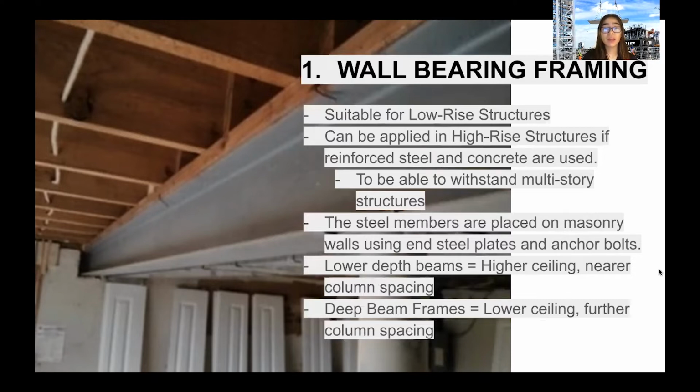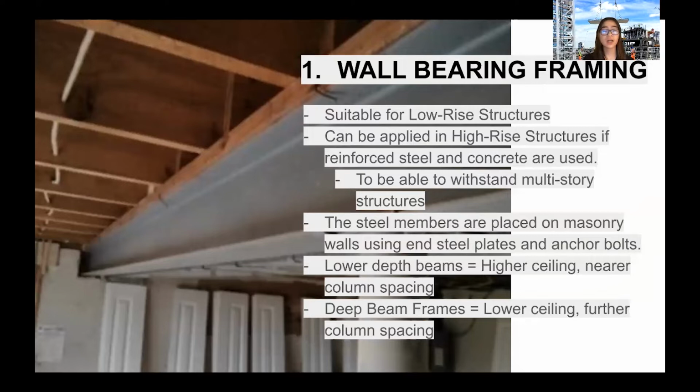Wall bearing framing is more suitable for low-rise structures because it cannot really carry the load on the succeeding floors, since it's only carried by the walls. It can be applied to high-rise structures if reinforced steel and concrete are used. This is to help withstand the multiple stories on top. The steel members are placed on masonry walls using end steel plates and anchor bolts.